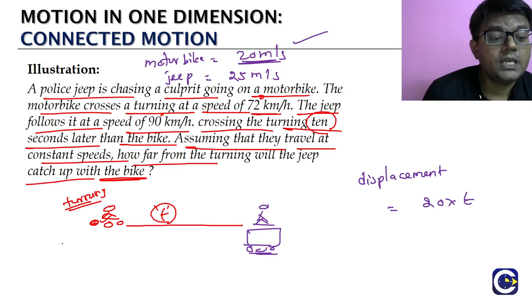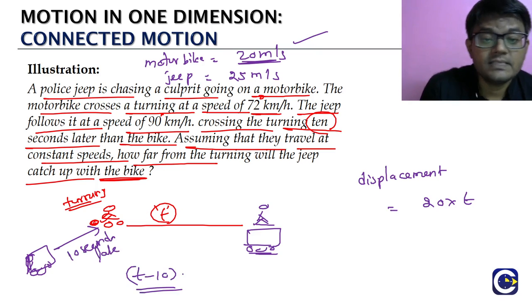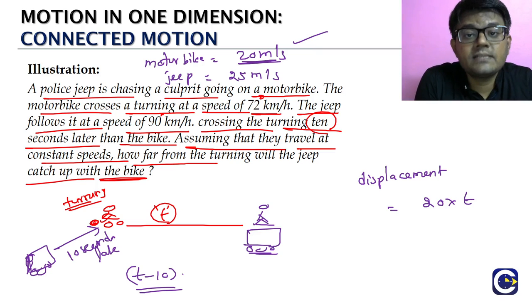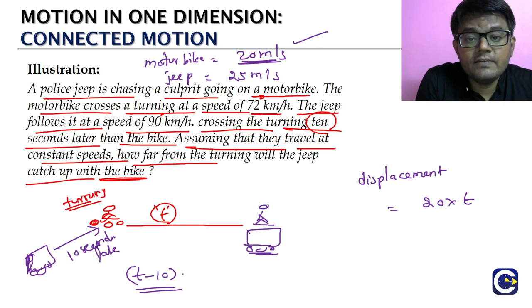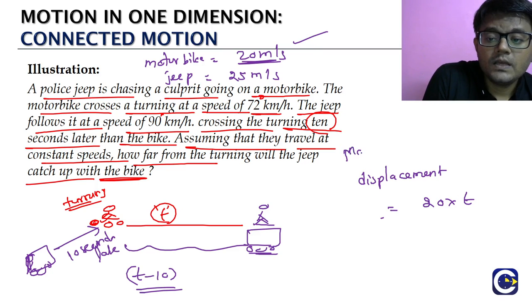Now what about the police jeep? He is actually reaching this turning point 10 seconds late. Means for him the journey time will be how much? Only t minus 10 seconds, because he is coming 10 seconds late. So the motorbike thief is having a journey for time t, but the police is coming 10 seconds late to the point, right? So the police journey will be only t minus 10 seconds. In this t minus 10 seconds itself, the police is able to have the same distance covered. So this is for the thief on the motorbike, the displacement from the turning point.